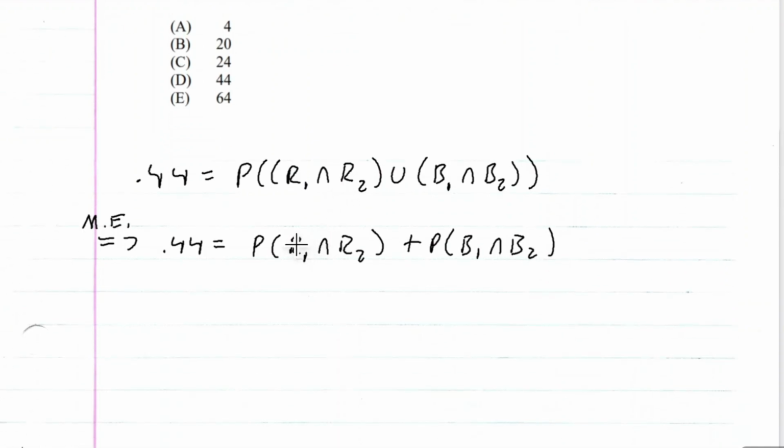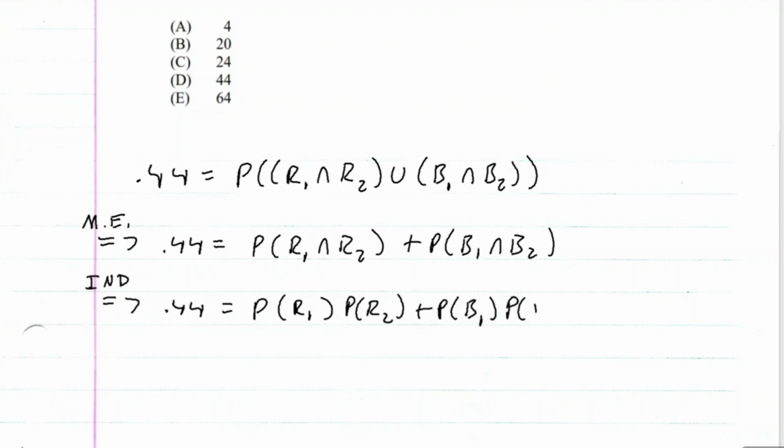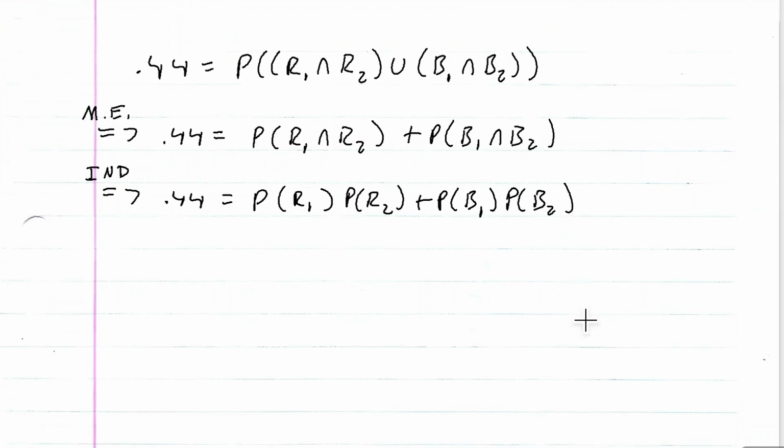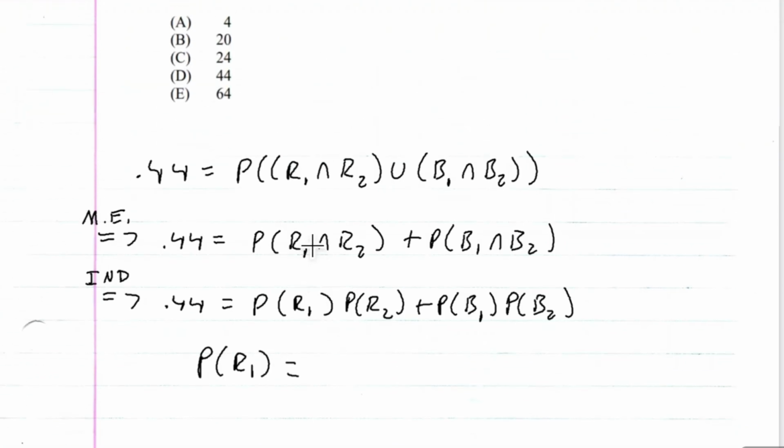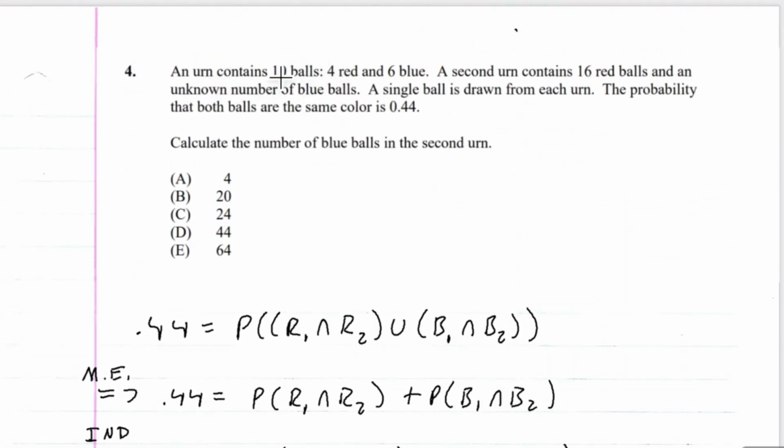And of course, since I know that drawing a red ball from the first urn is independent of drawing a red ball from the second urn, same with the blues, I know since these are independent events, that 0.44 is equal to the probability of R1 times the probability of R2 plus the probability of blue 1 times the probability of blue 2, right? Now I just got to find the probability of R1, R2, blue 1, and blue 2, right? So let's see. The probability of R1 is 4 out of 10, right?